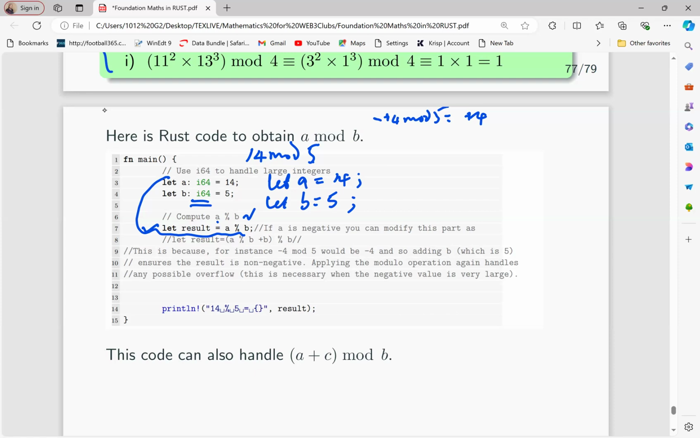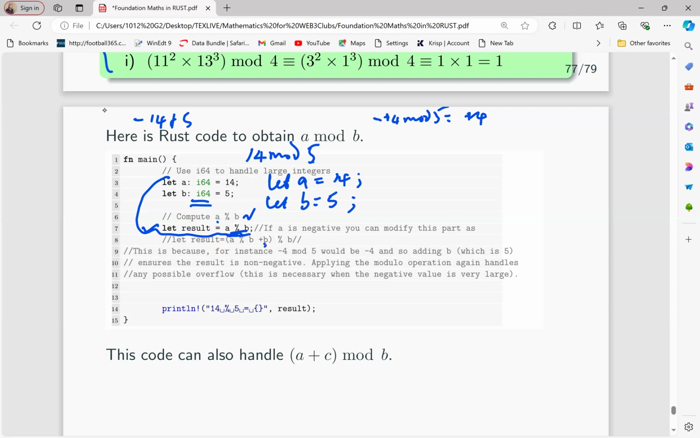So for me to ensure, and in fact, negative 14 is correct, but I want this value to be positive. So for me to have it positive, I would say the remainder plus B. That's the way I was explaining. So for instance, in this case, the remainder plus 5, and I will add that 5 until I have a positive value. So just take the remainder plus B.